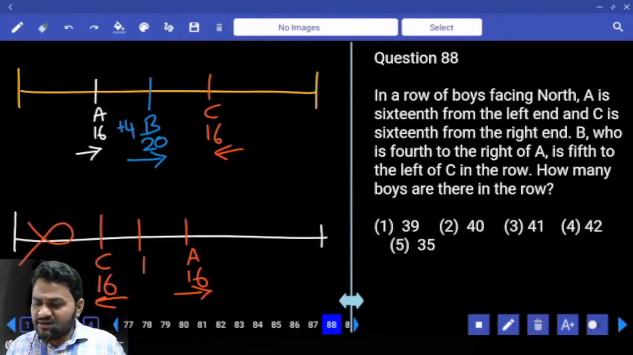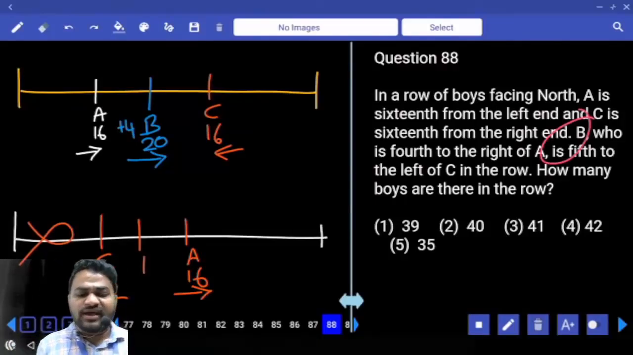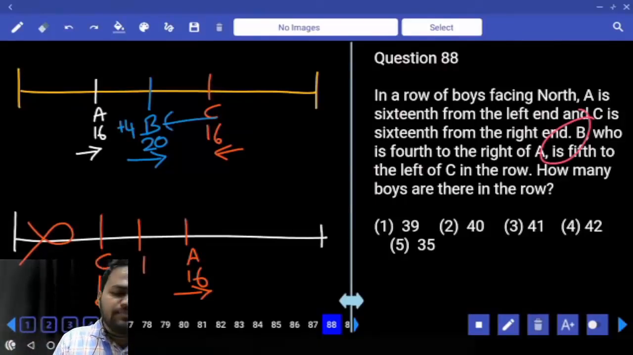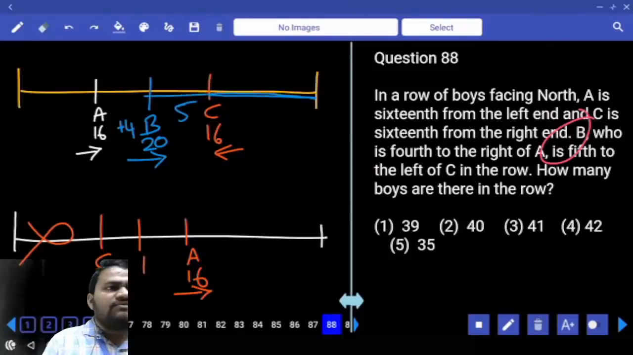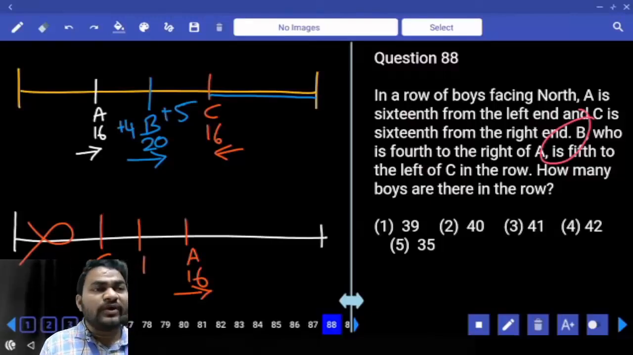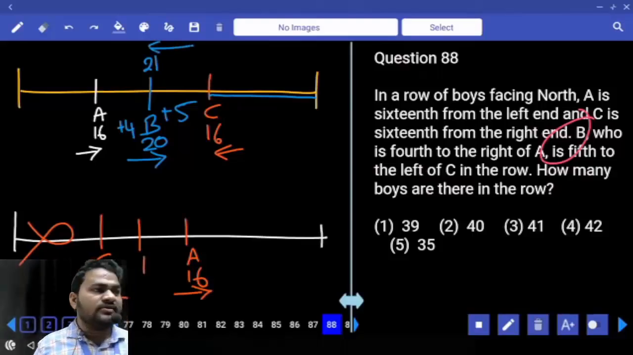Right, then after B who is fourth to the right of A, B is fifth to the left of C. Fifth to the left of C. Try to understand, from right end up to C we have 16. Left of C means that 16 number has to increase, so we add. 16 plus 5 is 21. So the same position from the right end we are getting 21.